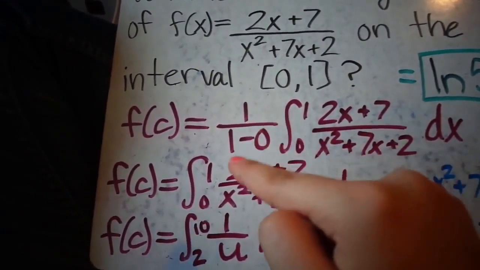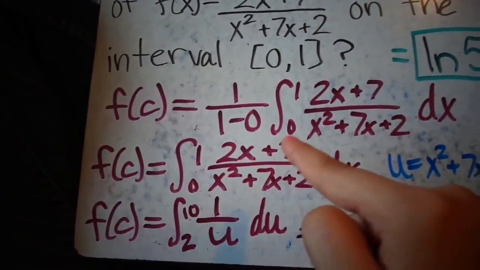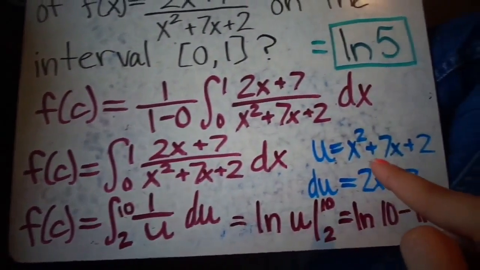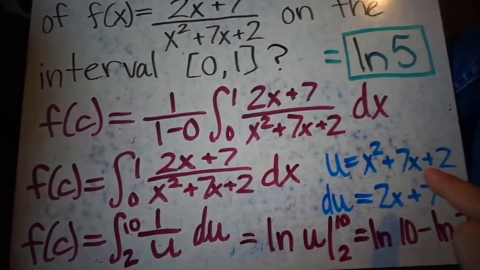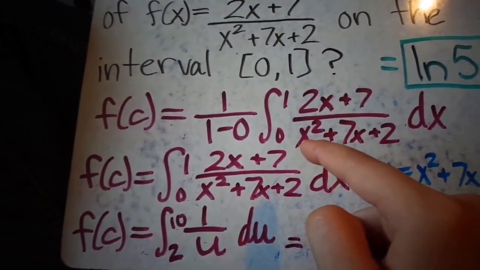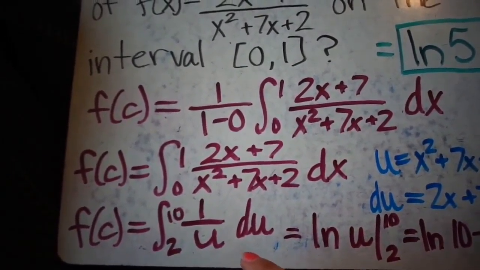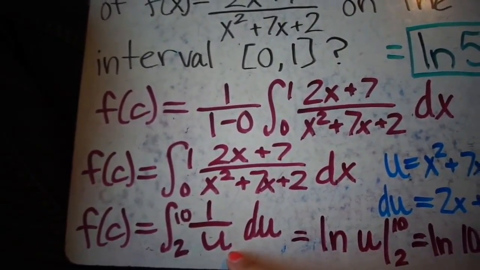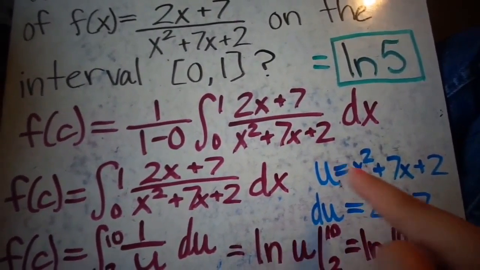Okay, so this part, 1 minus 0 is 1, 1 over 1 is just 1, so I didn't write that part. To solve for this part, I'm going to use u substitution, making the denominator my u. And the derivative of this would be 2x plus 7, which is the numerator that they give me. So I can rewrite this part as 1 over u. However, I can't use the same limits because now it's in terms of u. So to change them, you substitute these into this equation.